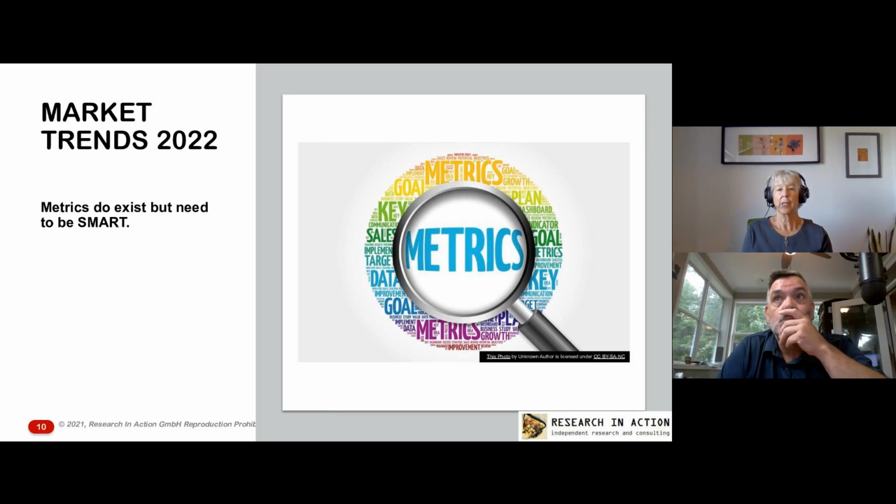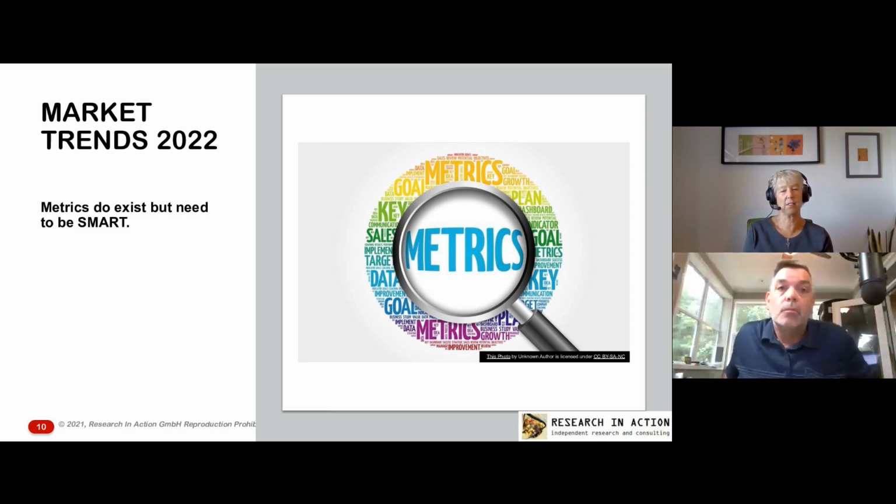All right. Another trend is, of course, and Lance, you mentioned that you do need metrics, but they need to be smart. And smart is a really old, what is it? It's not a TLA, it's a FLA, because it has five letters. SMART stands for specific. It needs to be measurable, it needs to be actionable, it needs to be real, and it needs to be timely.